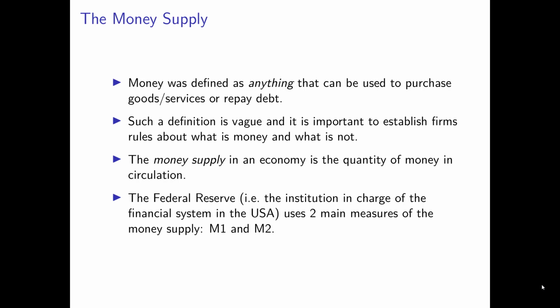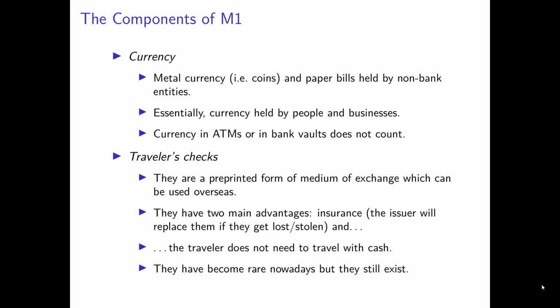The money supply in an economy is the quantity of money in circulation in the entire economy. So that's the quantity of money in all its forms in circulation in the economy. And in the United States, the institution in charge of the financial system is called the Federal Reserve. It's the central bank, basically. In order to measure the money supply, they use two main measures: M1 and M2. These are the two measures that they use to find out how much money we have, or what the money supply is.